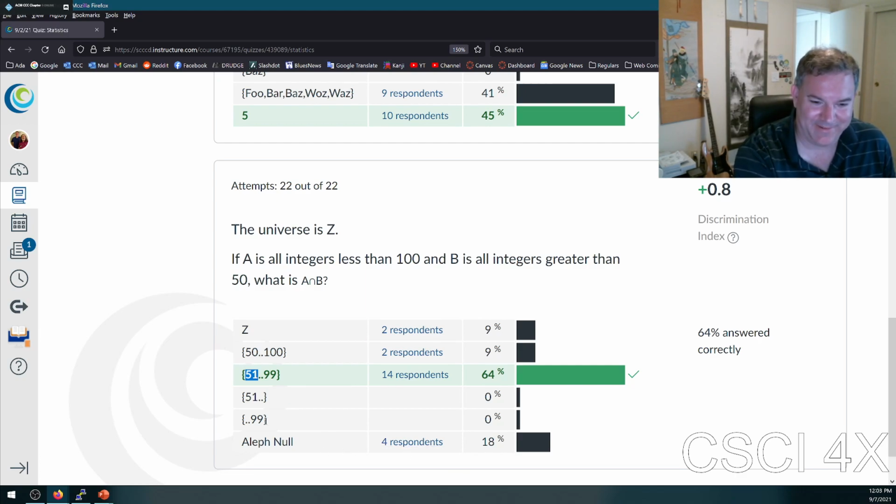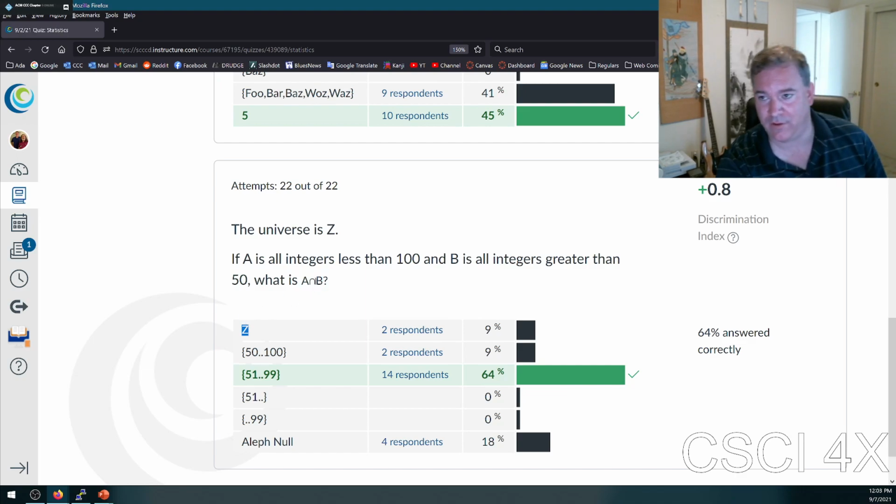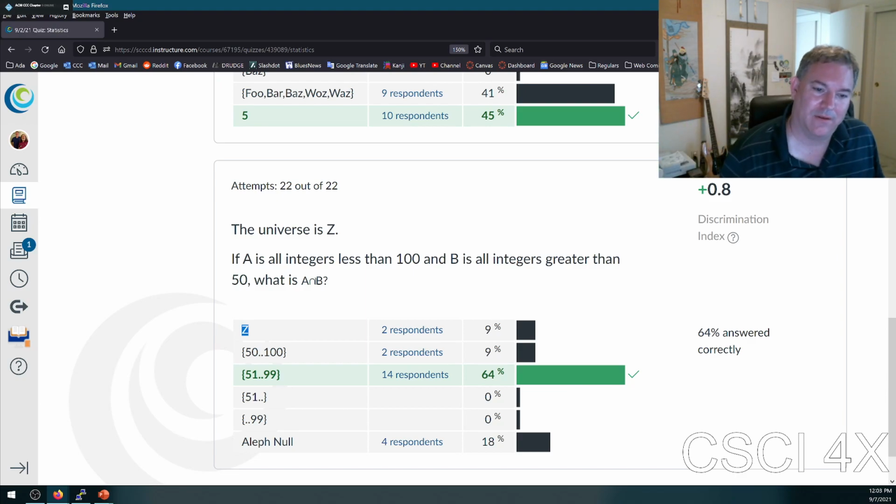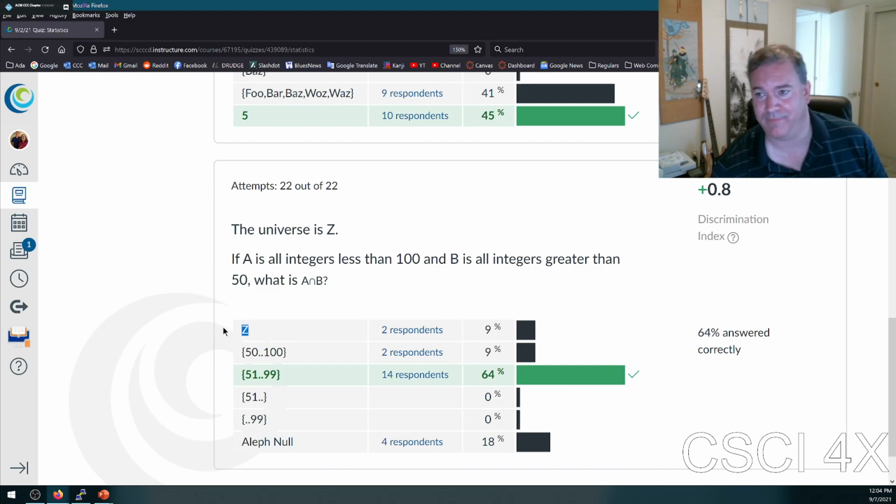Aleph null, no. Z, no. It's the intersection. So if it was a union, it would be Z. If it was the union of all numbers greater than 50 or less than 100, that's all integers, right? Because every integer is either greater than 50 or less than 100, right? 0 is less than 100, a million is greater than 50. So if it was the union, the answer would in fact be Z. That one is just the greater than, not greater than or equal to thing. And then Aleph null is the size of Z. It's the cardinality of Z.